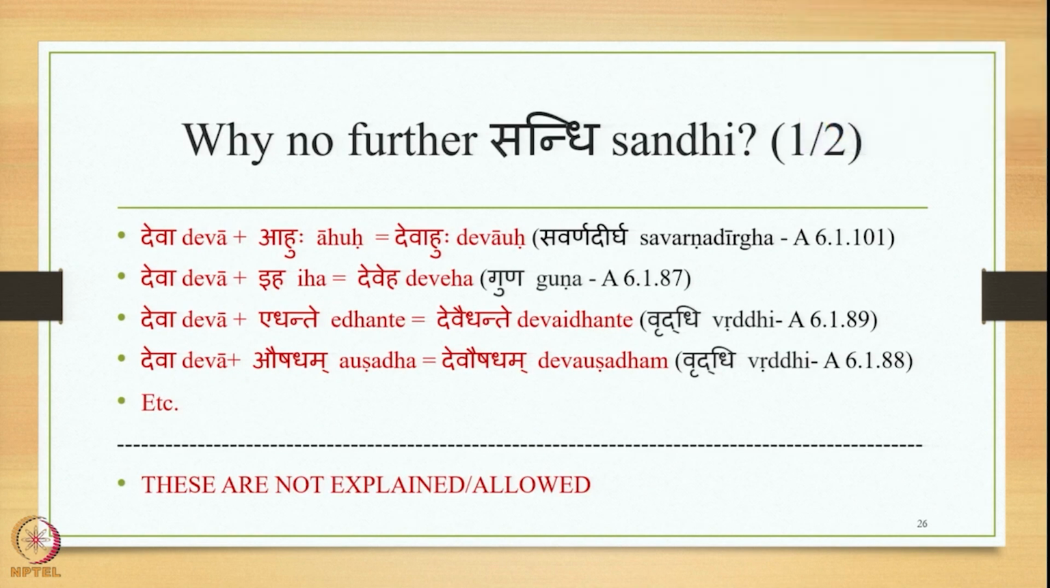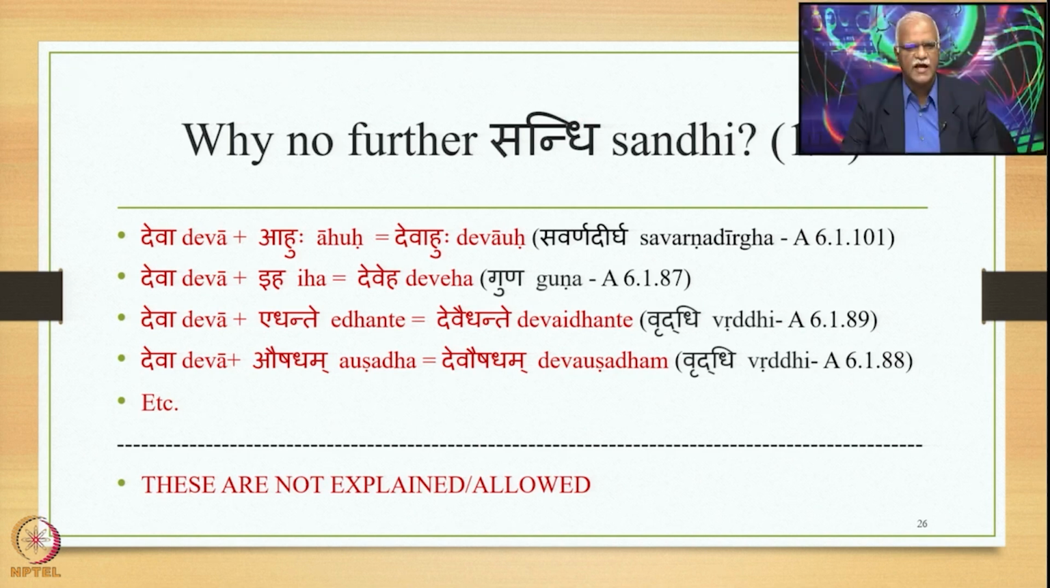Similar question can be asked to these examples. Why is there no further sandhi? Like Deva plus Ahuhu, why is there no Devahuhu? Why Sabarna Dirgha sandhi does not apply? Similarly, Deva plus Iha, why is there no Guna sandhi? Similarly, Deva plus Edhante, why is there no Vruddhi sandhi, when stated specifically with reference to Edha, Etedha Tyutsu. Similarly, Deva plus Aushadham, why is there no Vruddhi sandhi stated by the Sutra Vruddhirechi.